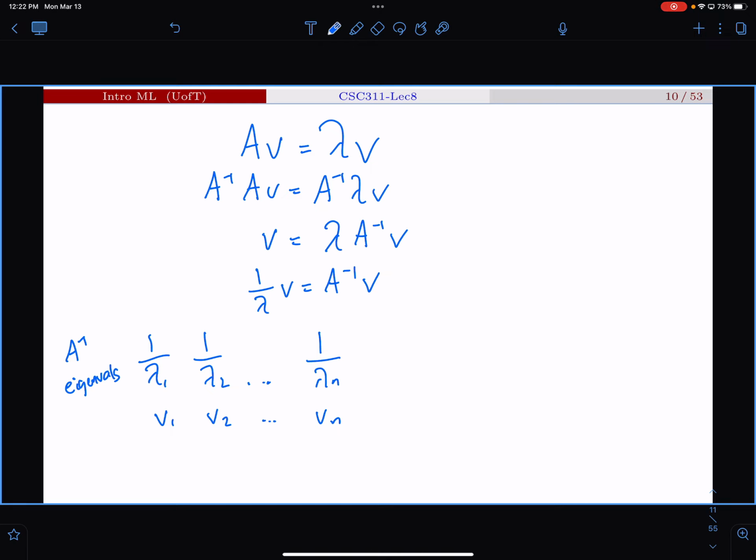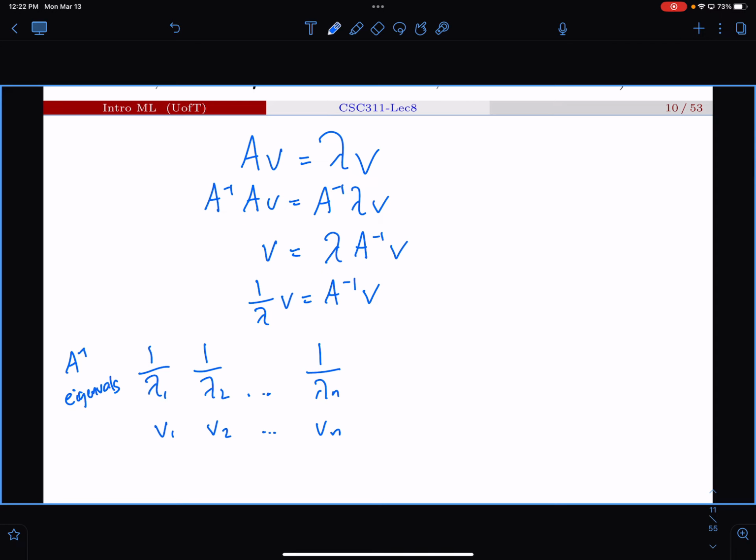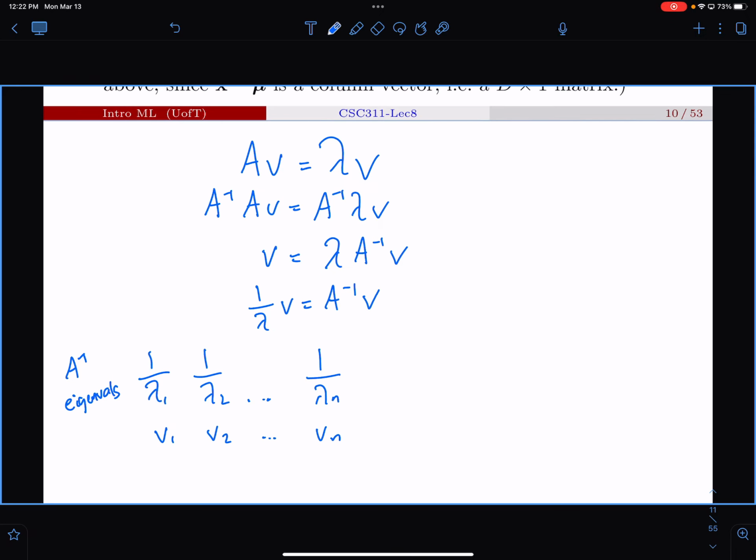Conceptually, this should make sense because if A is increasing the dimensions by lambda 1 in the first eigenvector direction, lambda 2 in the second direction, and so on, if we want to invert the operation, we just shrink by a corresponding factor. So we do 1 over lambda 1 in the first direction and 1 over lambda 2 in the second direction. Can we just assume that the inverse exists because it's a square matrix? Yeah, assuming it's invertible, so assuming we don't have 0 eigenvalues, then yeah. That's what the inverse is.